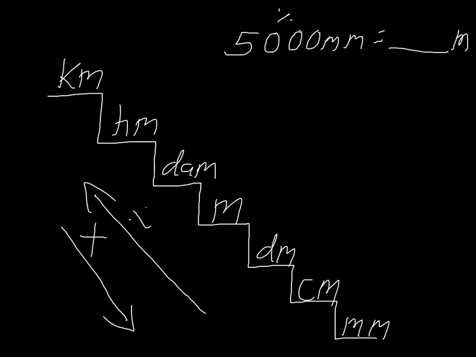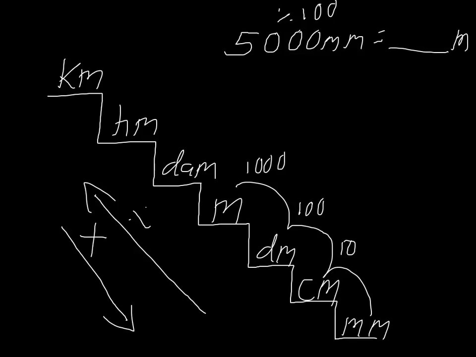To figure out that number, we need to figure out how many stairs we're going up. So we've gone up 1 stair, which equals 10, second stair, which equals 100, third stair, which equals 1,000. So we're going to be doing 5,000 divided by 1,000, which would equal 5 meters. So now we've just figured out that 5,000 millimeters is equal to 5 meters. That's the end of our lesson.